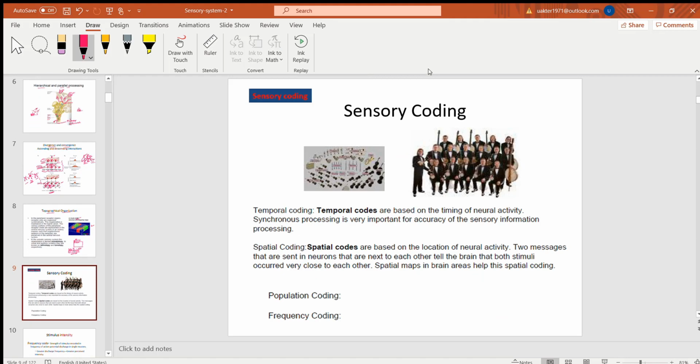Sensory coding. Coding is very important. Sensory coding follows a number of types of codes. One is called temporal coding, another is spatial, then population coding, and frequency coding. These are some important sensory codes.